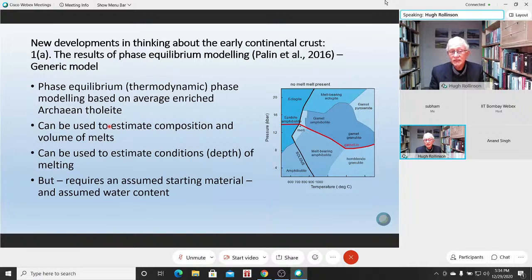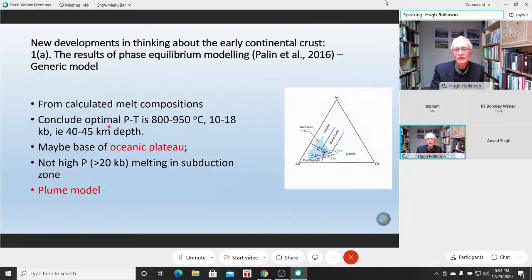It requires an assumed starting material and an assumed water content. And from the calculated compositions, it was estimated that the optimal pressure temperature conditions of melting is in this temperature range and at this depth. Not mega deep, not extreme deep, not the high pressures required in a subduction zone, leading to the suggestion that the partial melting required to produce Archean TTGs took place in an oceanic plateau, required some kind of plume model.